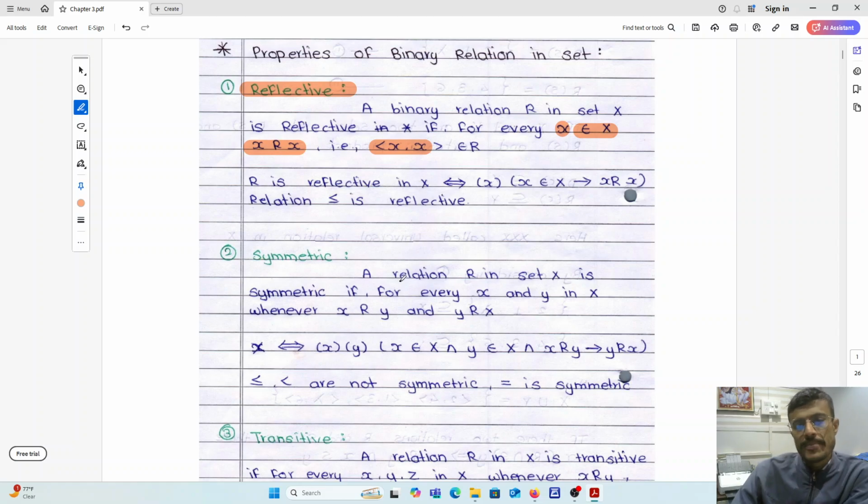Then next one, symmetric. For example, if R is the relation with a mapping from X R Y, and it has another mapping from Y R X, then it is called a symmetric property.